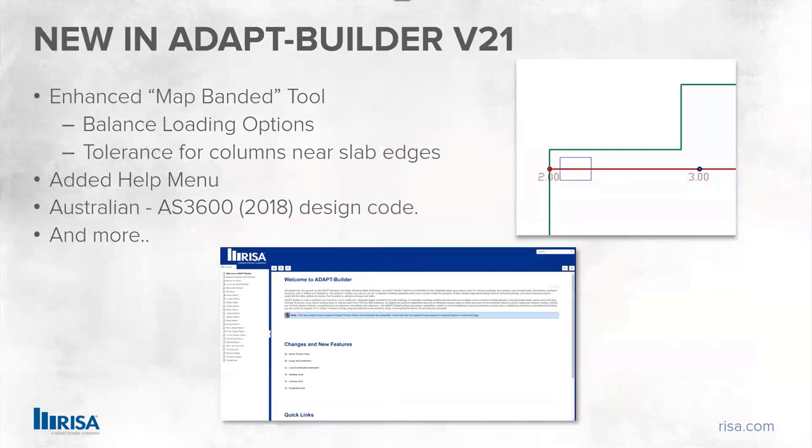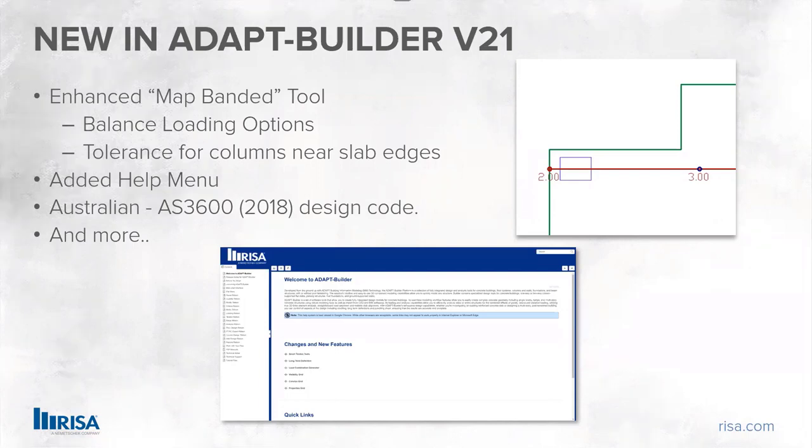So I'm going to jump into the program here in just a moment, but first let's mention some of the new features that work behind the scenes and don't have much to look at within the program, so to speak. We have enhanced the map banded tool to allow users to pick up or whether the program should target to balance, self-weight, or both self-weight and dead load. This can help you get a much closer starting point for your banded tendons.